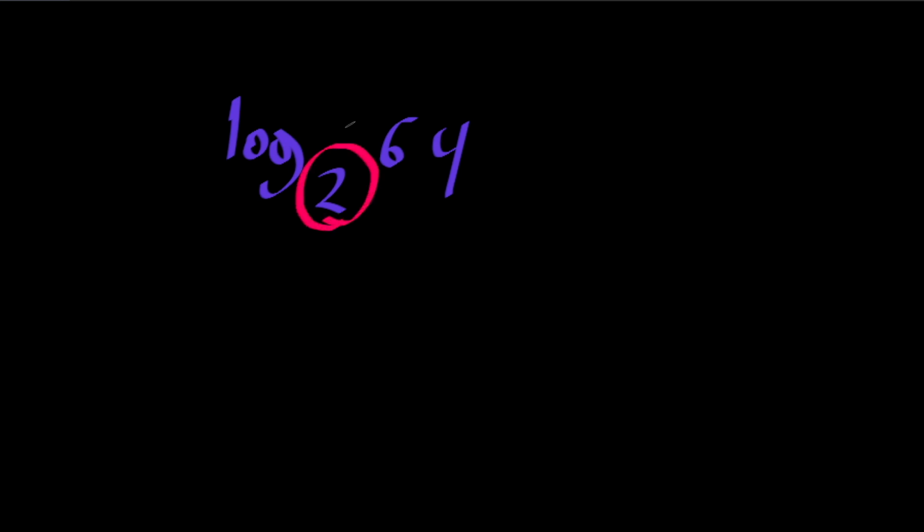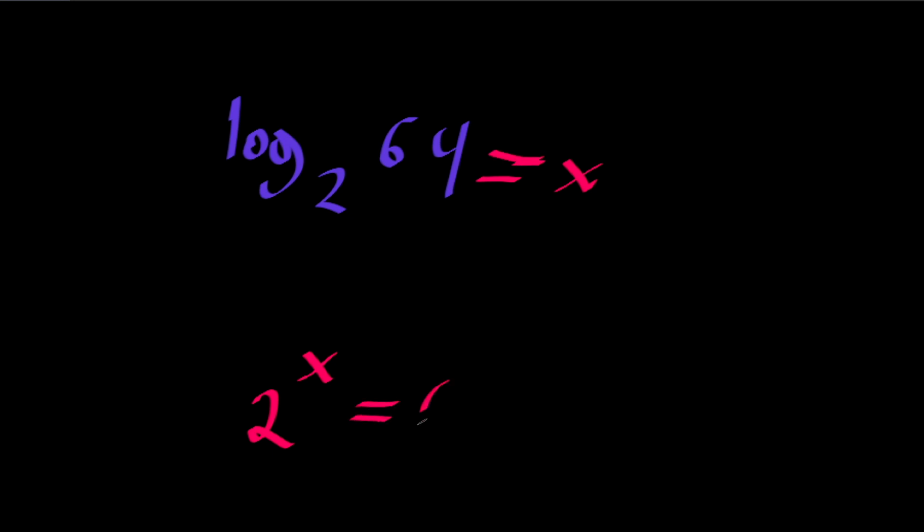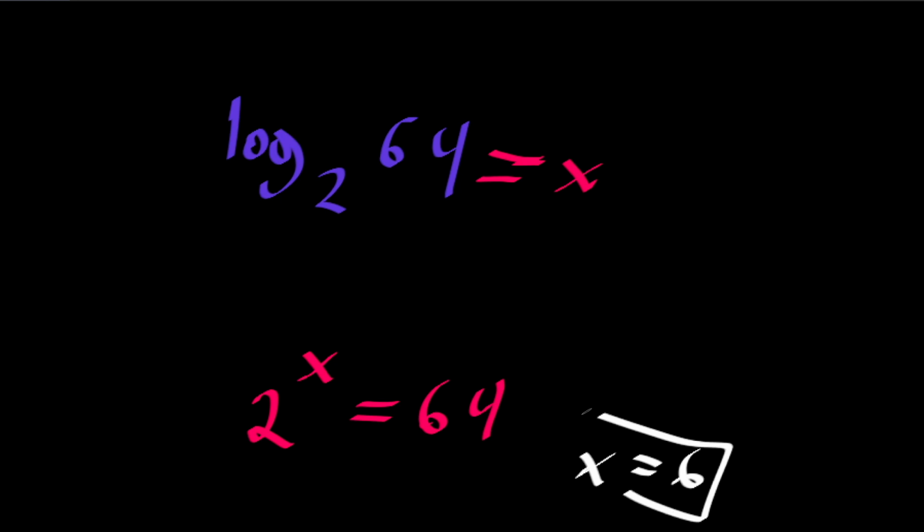I can say, okay, 2 to what power gives me 64? And then you can just answer the question like that. But if you don't get there, that's fine. You can always just rewrite this in exponential form. 2 to the x, which once again we can set equal to x. 2 to the x equals 64. So then what would the exponent have to be to give us 64? And x would have to equal 6. So there we go. It's that simple.